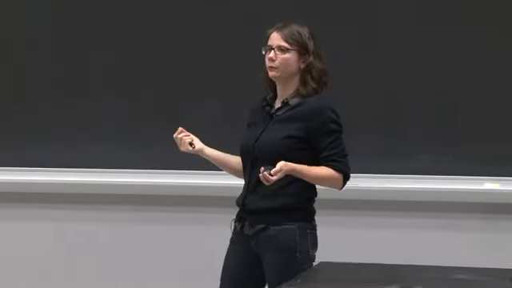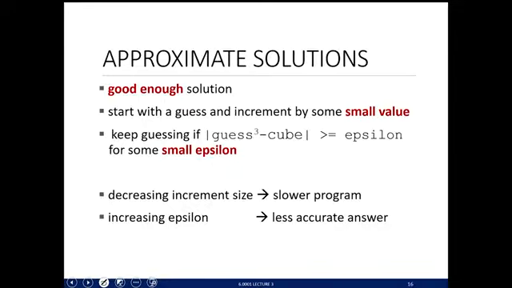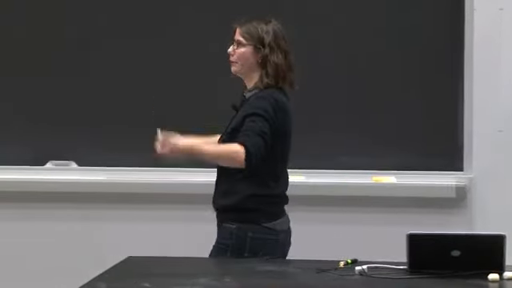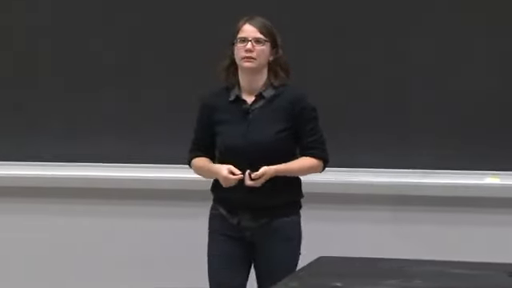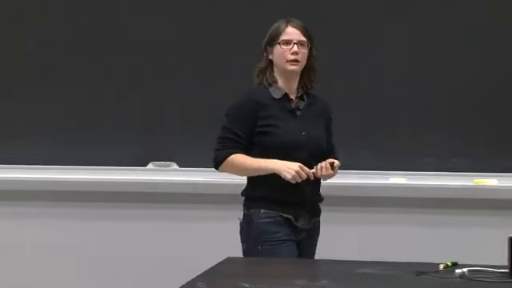So this is where we're okay with having a good enough solution. Okay? So in order to do that, we're going to start with a guess and then increment that guess by some small value. Okay? Start from 0 and start incrementing by 0.001. And just go upwards from there, and at some point you might find a good enough solution.